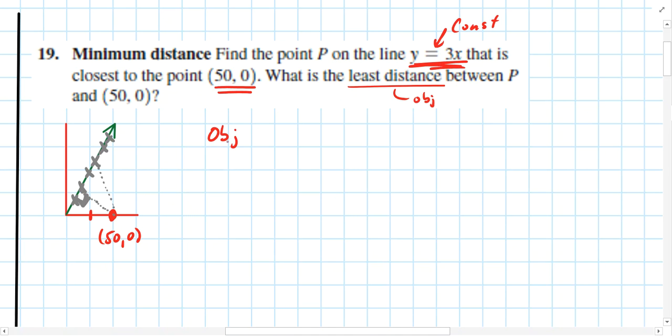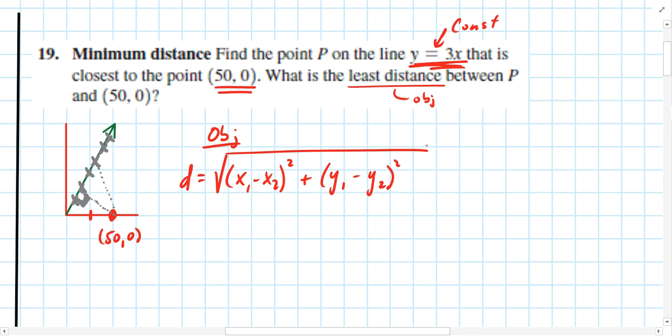We've identified our objective to be the distance between point P and this point (50, 0). So that's our distance formula. And we need the square root of (x1 minus x2) squared plus (y1 minus y2) squared. This is essentially the Pythagorean equation using coordinates instead of side lengths.